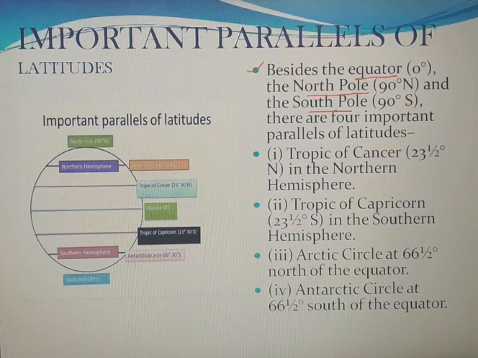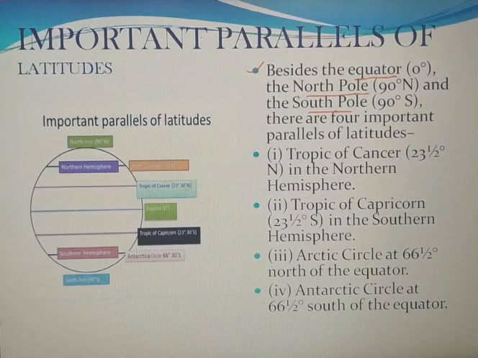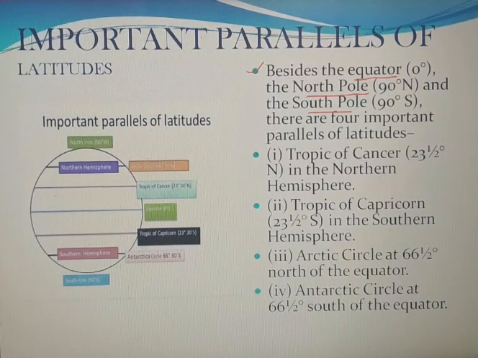there are 4 more important parallels of latitude which we have to learn. The first one is the Tropic of Cancer, which is 23.5 degree north in the northern hemisphere. This is the Tropic of Cancer, 23.5 degree north. This one is the first one that we have to learn.